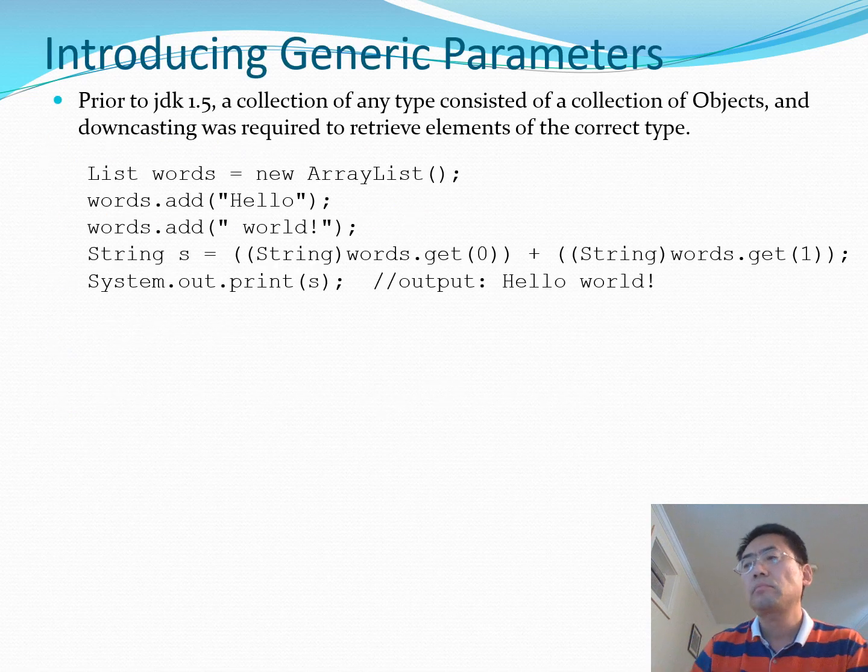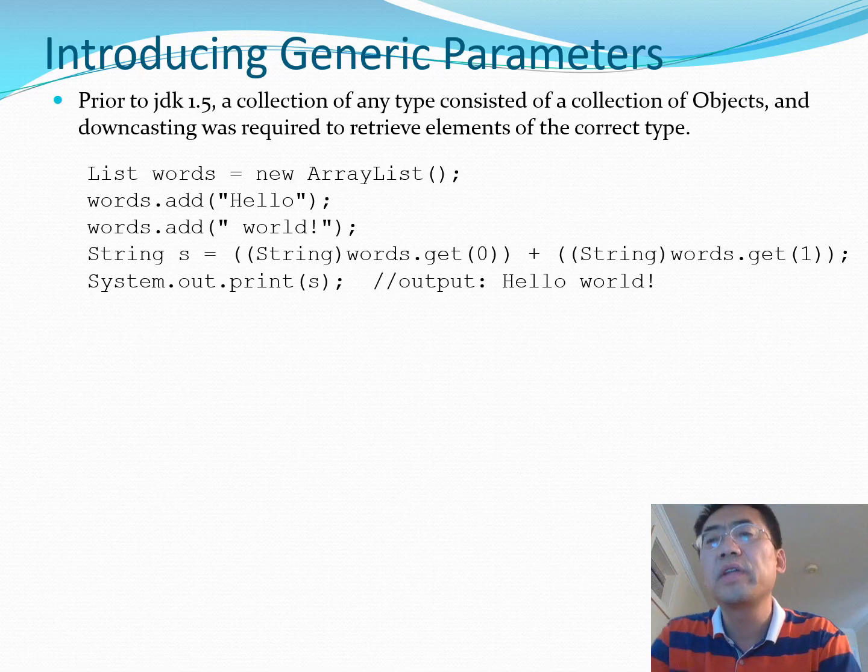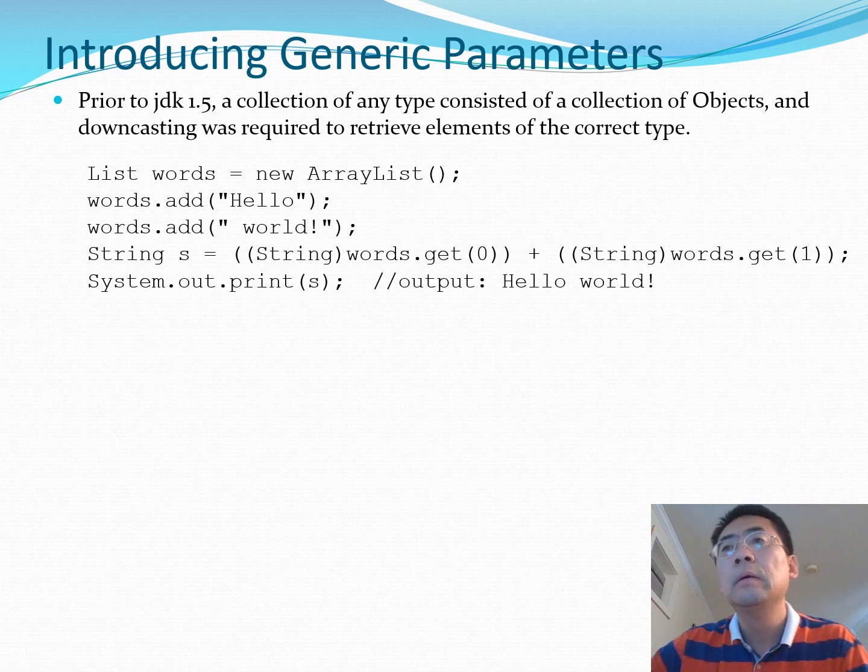We know prior to Java 5, when you have to store a list of items or some data items into a list, you treat them as objects. So you just say List words = new ArrayList, and then you say words.add. In this case, we add a string "hello", and then we add another one, "world". So when you read these items from this list, you have to cast it specifically by saying (String) words.get(0), or (String) words.get(1), before you can print it.